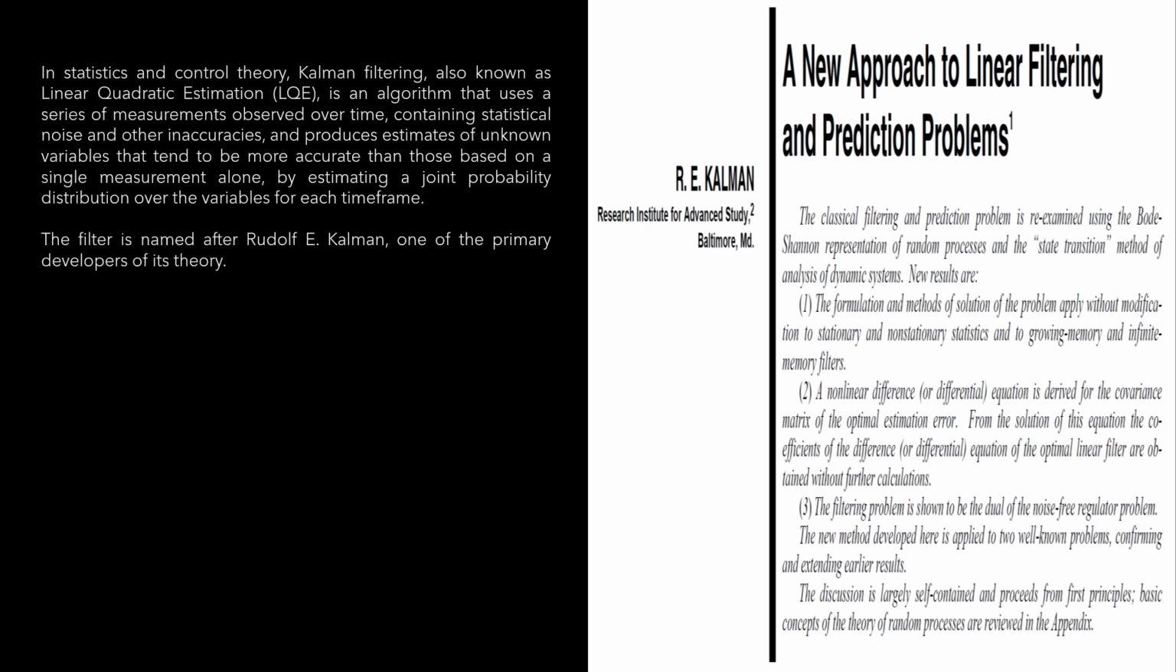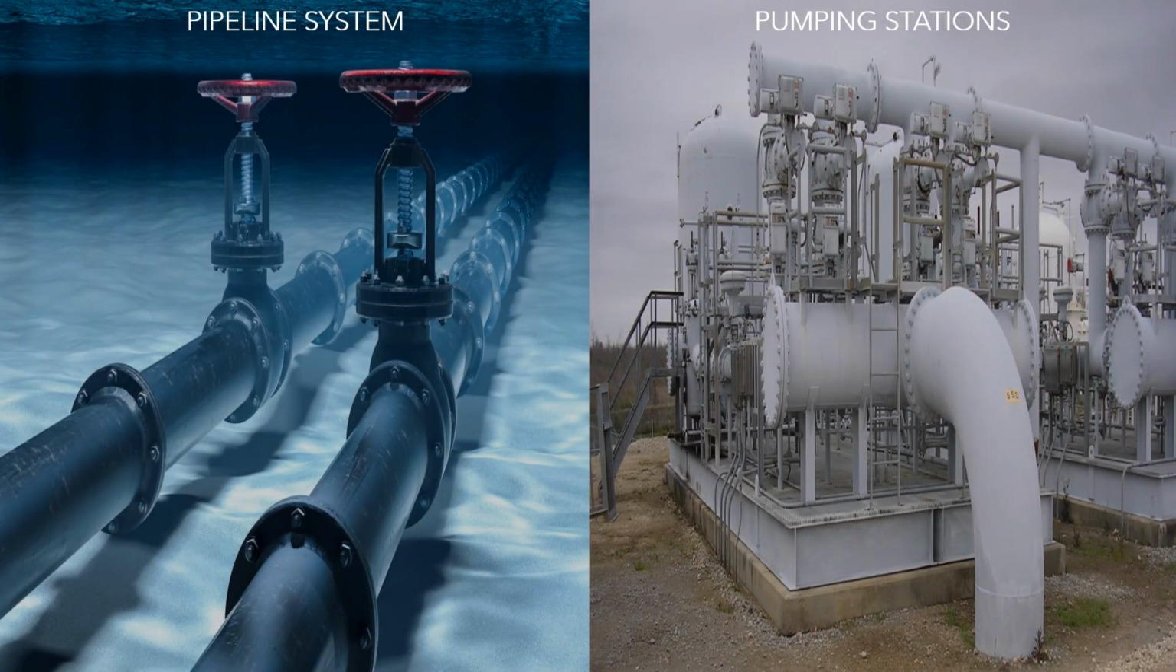In statistics and control theory, Kalman filtering, also known as linear quadratic estimation, is an algorithm that uses a series of measurements observed over time, containing statistical noise and other inaccuracies, and produces estimates of unknown variables that tend to be more accurate than those based on a single measurement alone, by estimating a joint probability distribution over the variables for each time frame. The transportation system has two fundamental components, the pipeline system and the pumping stations.